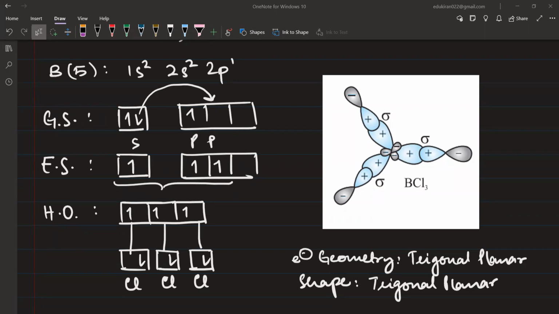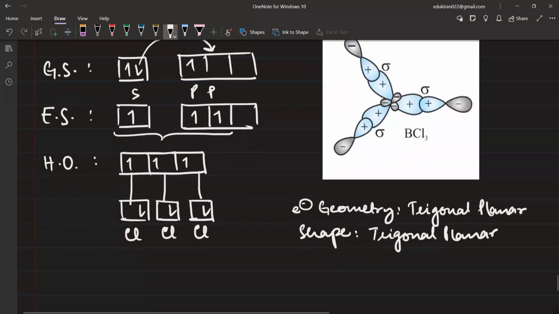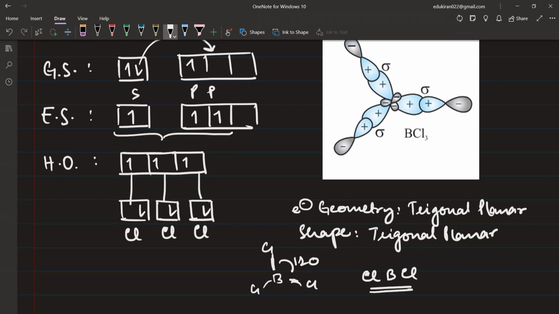When I talk about the bond angle, the bond angle will be this bond angle. Chlorine, chlorine, and chlorine. So this bond angle is 120 degree. Chlorine, boron, chlorine. The angle between chlorine, boron, and chlorine is 120 degree.